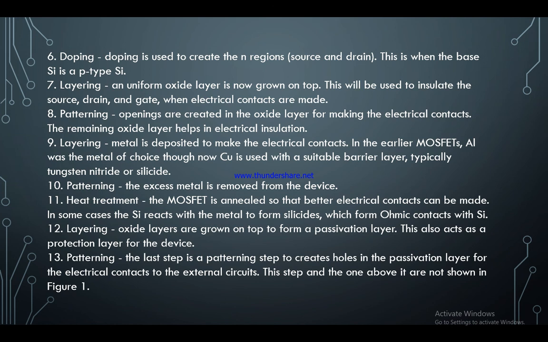Oxide layers are grown on top to form a passivation layer. This also acts as a protection layer for the device. Patterning. The last step is a patterning step to create holes in the passivation layer for the electrical contacts to the external circuits. These steps and the one above it are not shown in the figure.